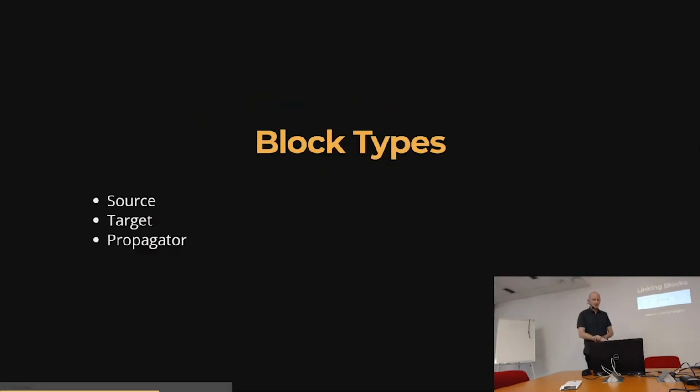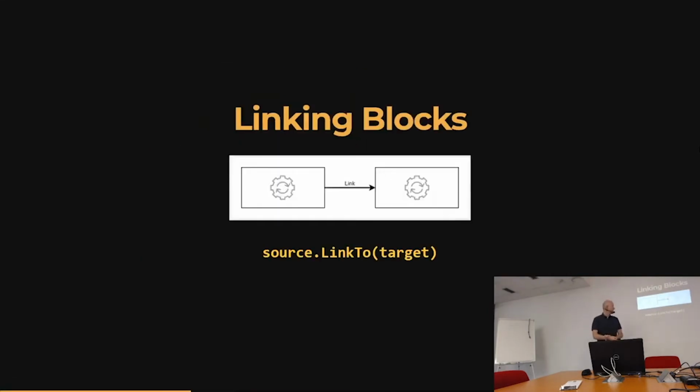To connect the blocks, you just need to link them. This is really easy. You just call an extension method on the source block and you say, okay, you will link to this target block. The links themselves, the connections, also might have several properties.